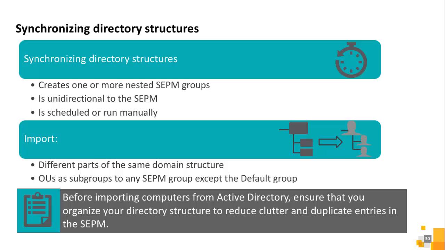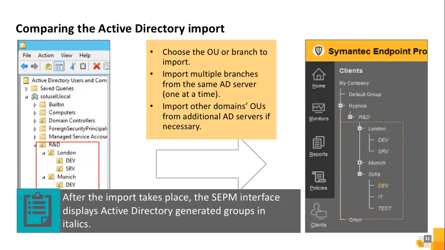Synchronizing directory structures creates one or more nested SEPM groups and is unidirectional to the SEPM and runs manually or on a schedule. When synchronized, changes made to the Active Directory are automatically changed on the SEPM. Synchronized directory structures cannot be changed on the SEPM. Note that you can import all or different parts of the Active Directory structure from multiple directory servers. The slide shows how Active Directory OUs are configured as groups in the SEPM.